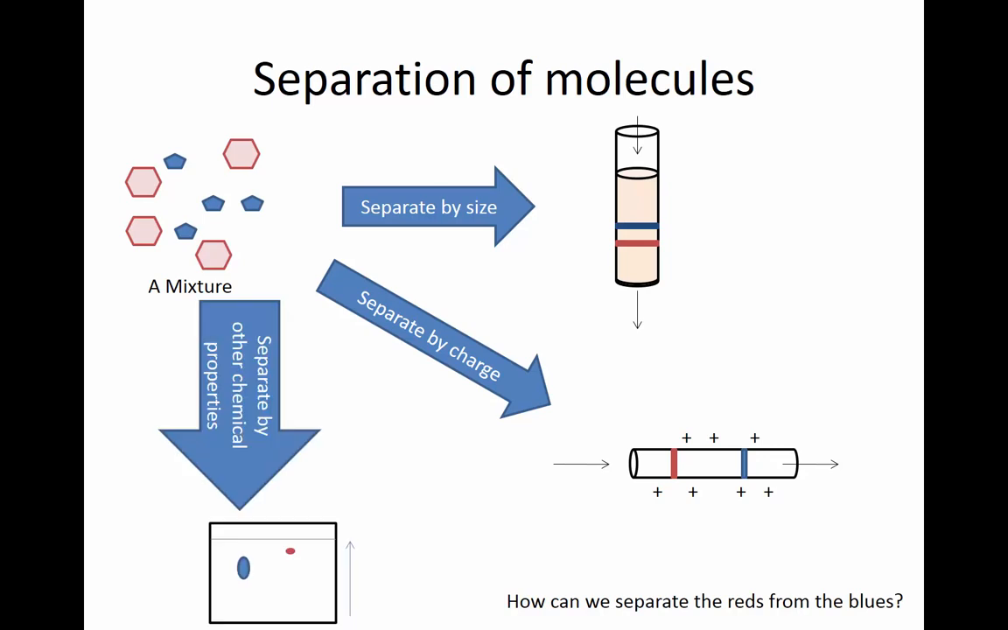And then there are separations that can be done by other chemical properties, either how hydrophobic or how hydrophilic these two things are, or how well they bind to a certain protein, something like that. There are a variety of other chemical properties that could allow us to separate these two molecules effectively. And so we can separate the reds from the blues effectively by all these ways, providing we have information about the contents of our mixture here.